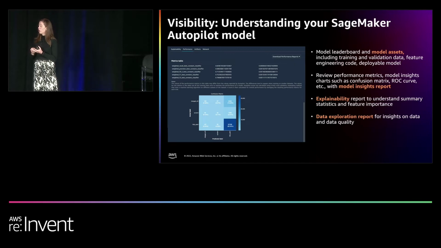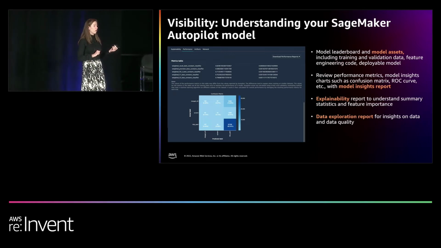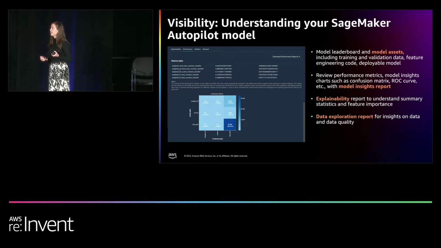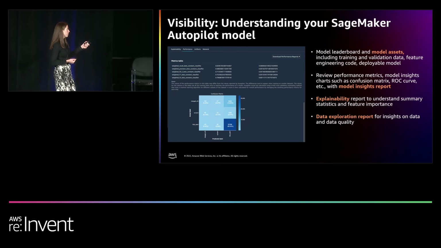In this deployable model, you can see the algorithms that are used in the model, as well as the set of parameters. There is also a model insights report, so you can understand the performance of your model against common performance metrics. And then finally, you also have this data exploration report. This gives you a lot of insights into your data and the data quality. It's actually very, very similar to that data quality report that Vadim showed you within Data Wrangler.